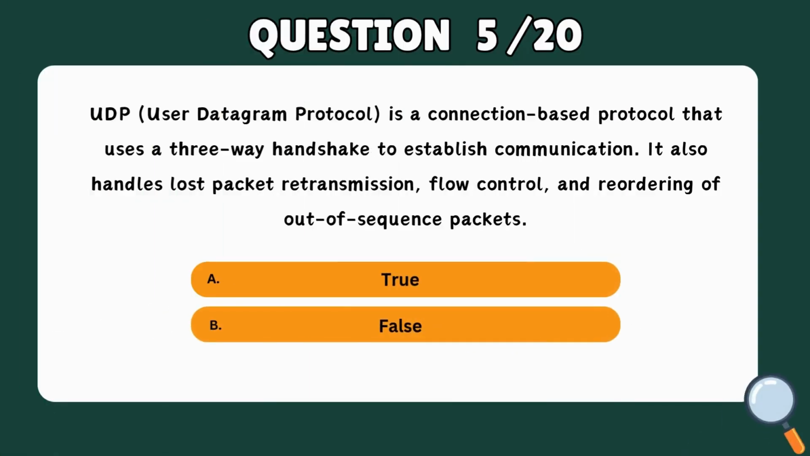Question 5. UDP, User Datagram Protocol, is a connection-based protocol that uses a three-way handshake to establish communication. It also handles lost packet retransmission, flow control, and reordering of out-of-sequence packets. A. True. B. False. Correct answer: B. False.